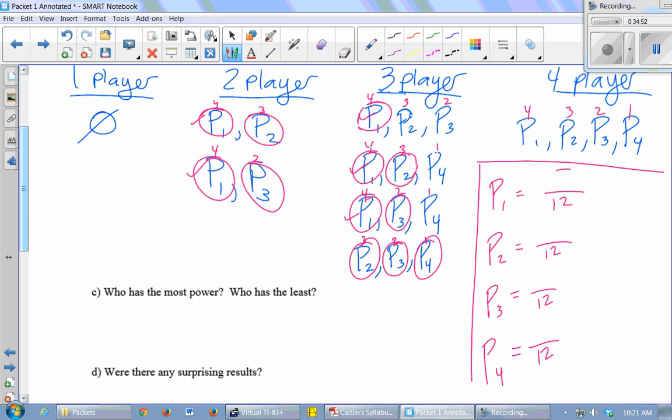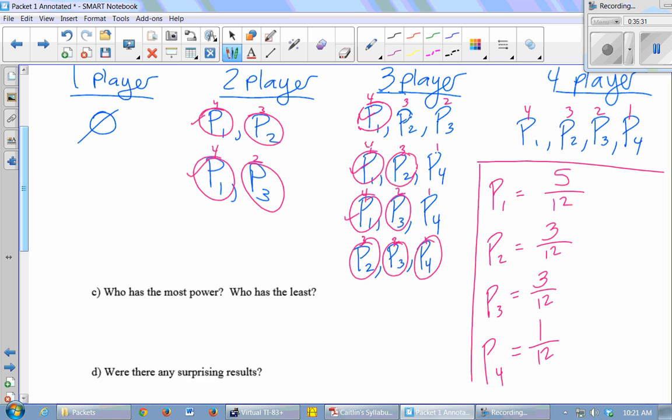And how many are player 2? 3. And how many are player 3? 3. And how many are player 4? 1. So if I add up my numerators, 5 plus 3 plus 3 plus 1, what do I get? 12. For 12 out of 12 circles, right? So when you add up all your numerators, you should get the denominator. Or you can say if I add up all these fractions, I should get 1, for 100% of the power.